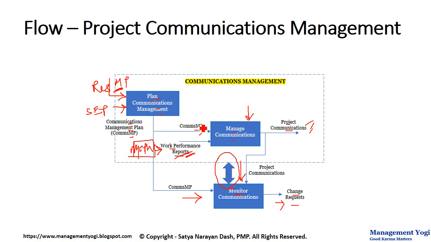The resource management plan as well as the stakeholder engagement plan are also going to act as an input to manage communications, and they are also going to act as an input to monitor communications. It makes it easy because you created the communications management plan here and it is flowing across, and the resource management plan as well as the stakeholder engagement plan are also acting as an input to all three processes of communications management knowledge area. So overall, in a simplified way, this is how the processes of communications management knowledge area are interacting with each other, and it is a diagrammatic view.